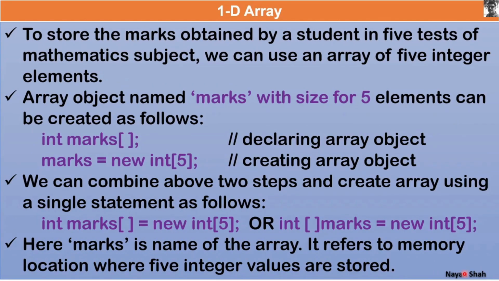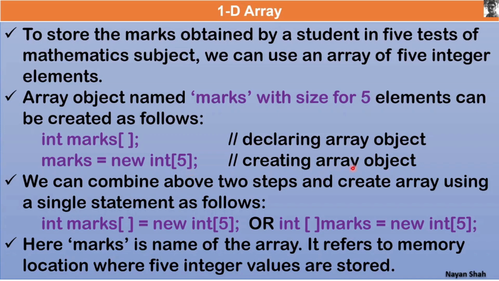Next, to store the marks obtained by a student in 5 tests of a mathematics subject, we can use an array of 5 integer elements as marks[5]. An array object named marks with 5 elements can be created as follows. First we write int marks[], that is called declaring the array object. Double slash indicates it's a comment line. So int marks[] means we are just declaring that we want to create an array with the name marks, and then we write marks = new int[5]. That is where the object is actually created.